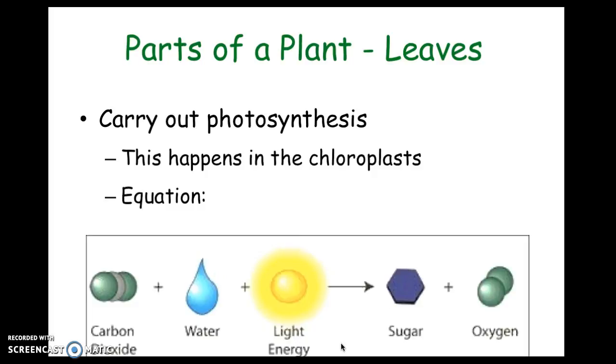Moving further up, we get to the leaves. And the leaves are particularly important because they are responsible for carrying out photosynthesis. Inside of plant cells, you find chloroplasts. So chloroplasts are a little organelle, mostly found in the plant cells in the leaves. And what they do is they convert light energy to food energy.